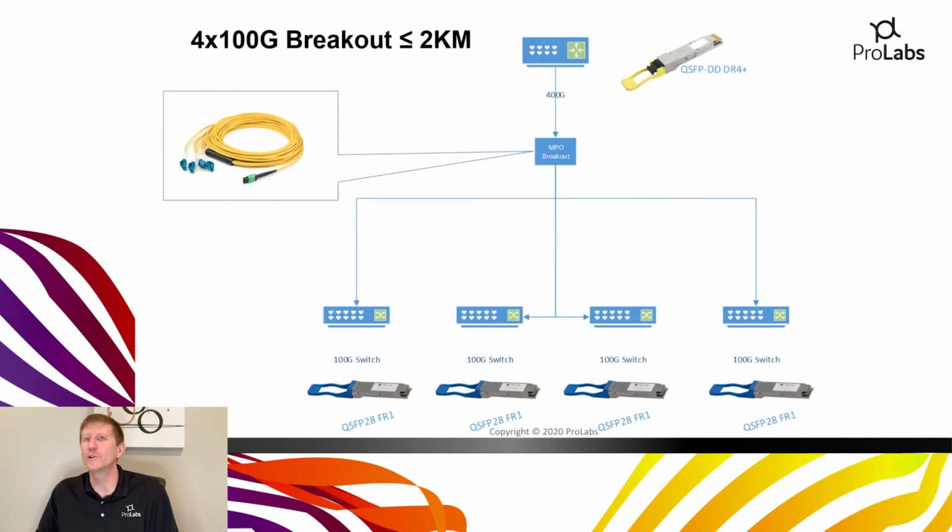Now where this gets not quite as straightforward as the previous slide is that you would think the FR1 transceivers would subtend off of the FR4 transceiver. Well, that's not the case. The FR4 transceiver is a duplex LC transceiver with 4 CWDM multiplexed lanes, which quite frankly are not interoperable with each lane on a FR1 transceiver.